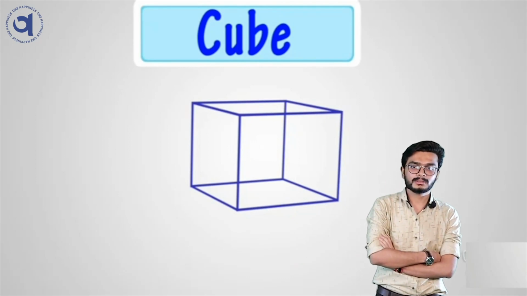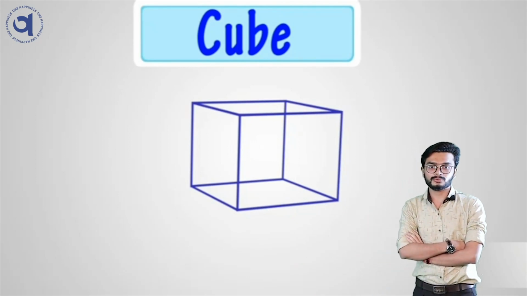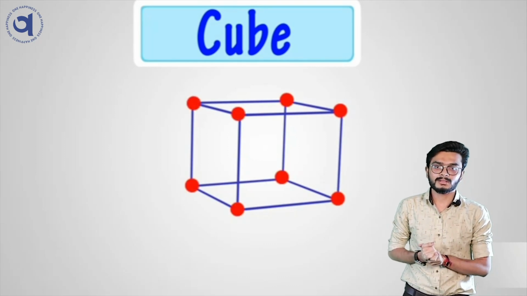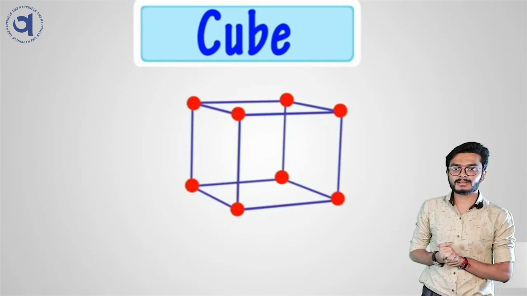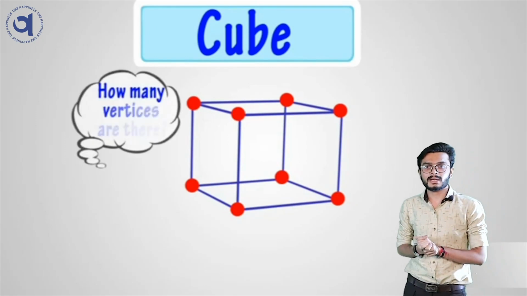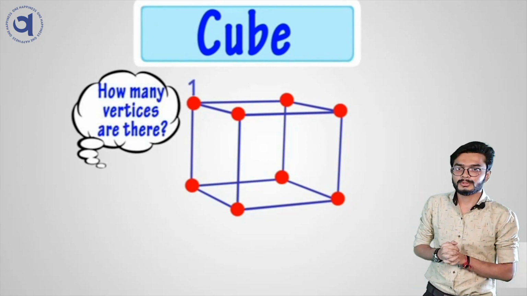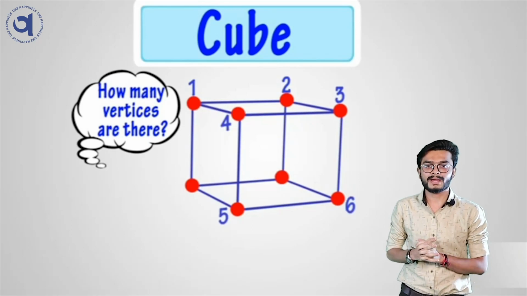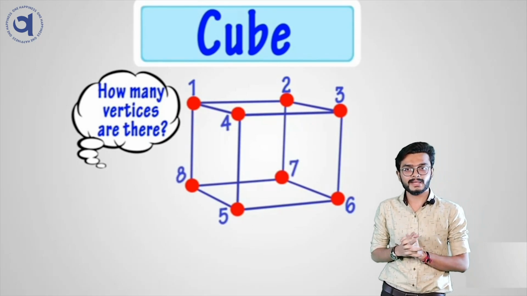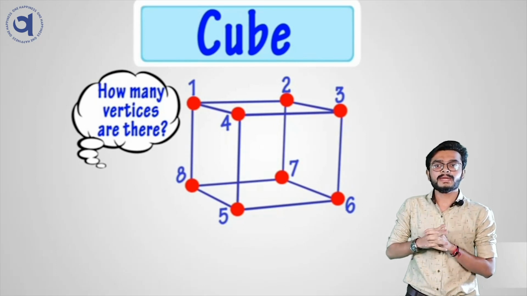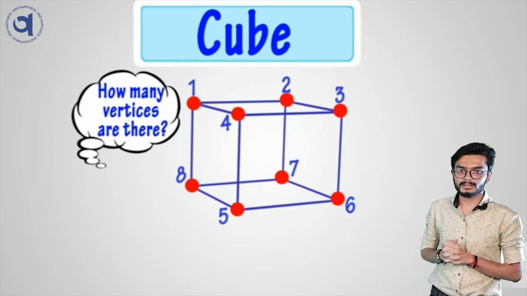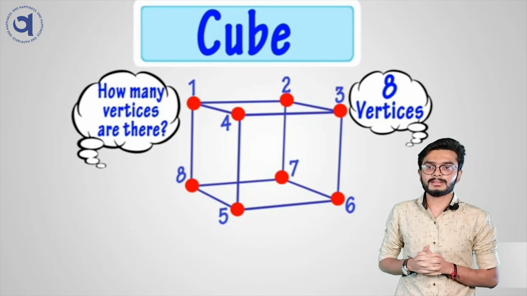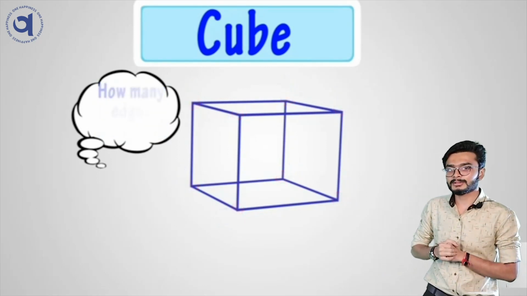Our first topic is to learn how many vertices are there in the cube. So let us count all the vertices which are in the cube. If we count, there is 1, 2, 3, 4, 5, 6, 7 and 8. So total 8 vertices are there in the cube.